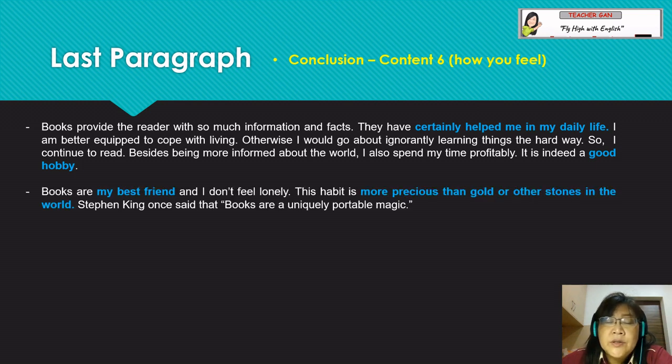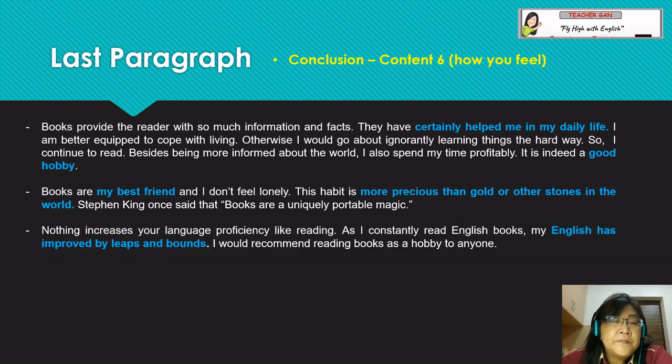Example number 2, which is shorter. Books are my best friends and I don't feel lonely. This habit is more precious than gold or other stones in the world. Stephen King once said that books are a uniquely portable magic.